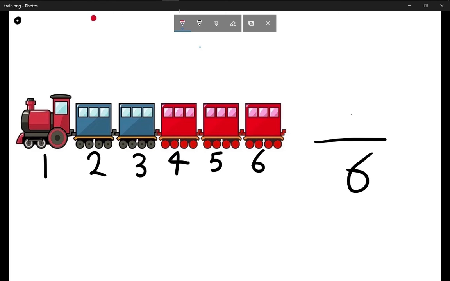Good. Now let's count the total number of red parts available on the train. We have 1, 2, 3, 4 parts. So the fraction of red to the total number of parts of the train is 4 over 6. This is called a fraction. 4 over 6 parts are red.